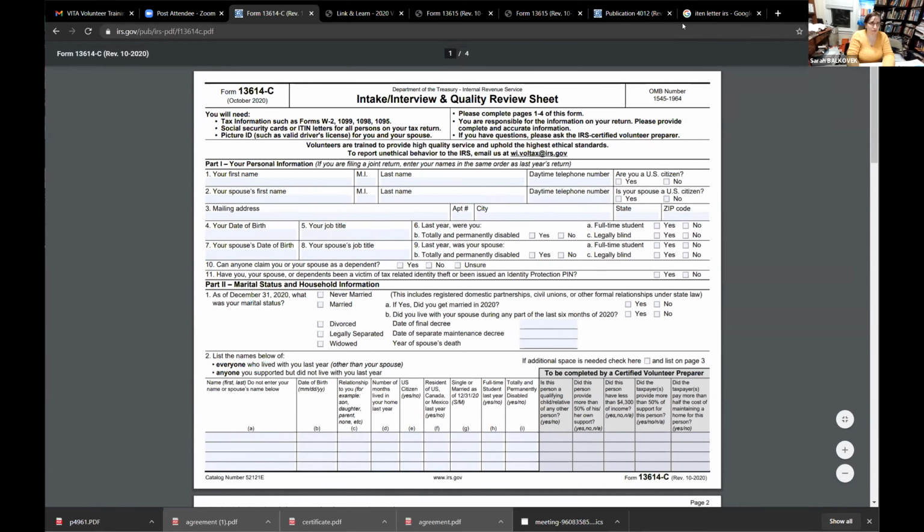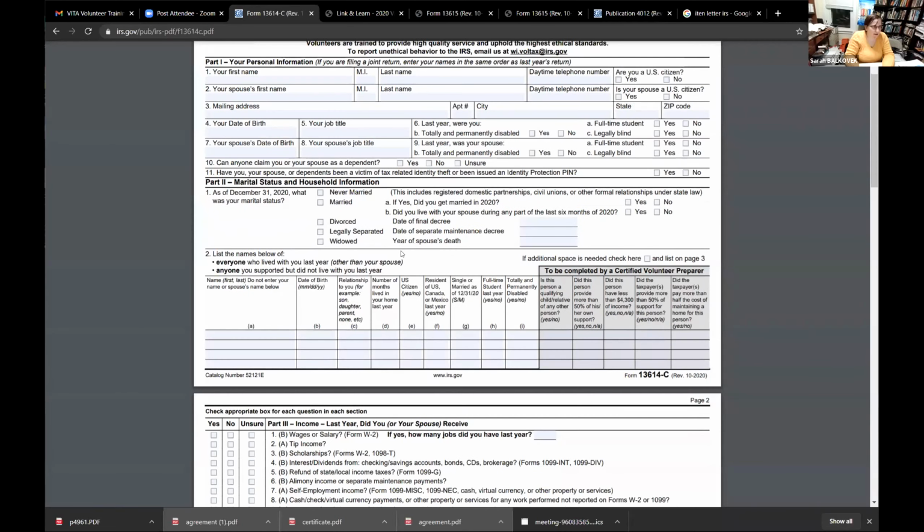Let me stop sharing for a minute. See you guys again. Do I see nods? Head nods? All right, awesome. Let me go back to sharing. All right, moving right along.